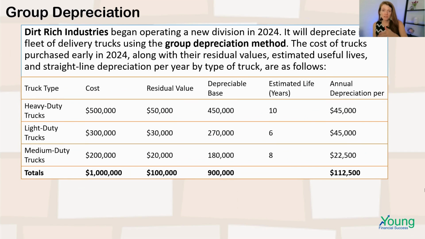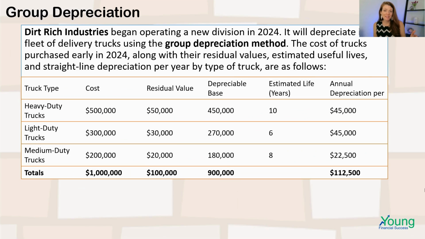We see the cost of each one listed, then we see their residual value, and then the difference, which is their depreciable base. So for the heavy duty trucks, costs a total of $500,000. The total residual value is 50,000, so their base is going to be 450. That's how much we actually need to depreciate.